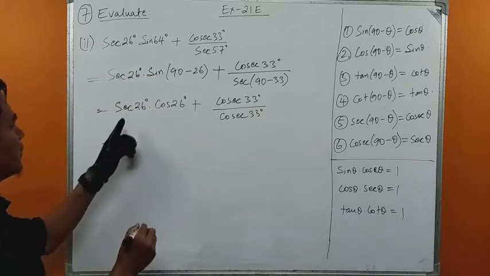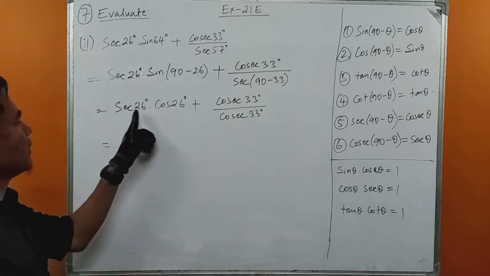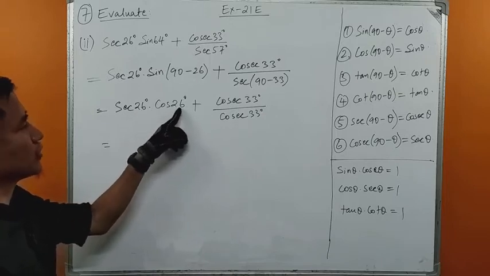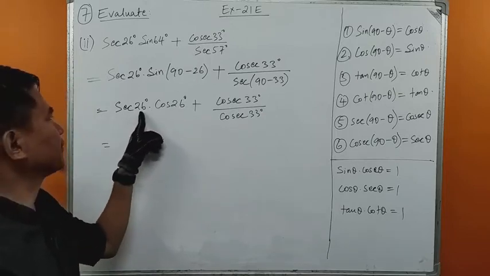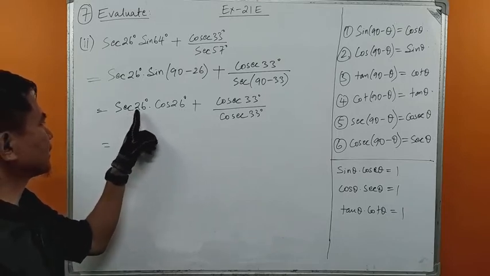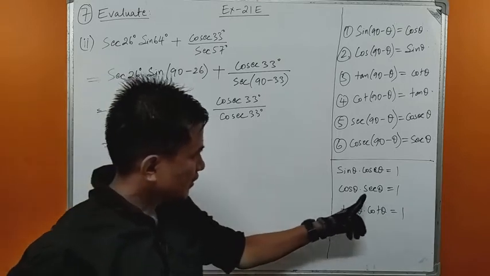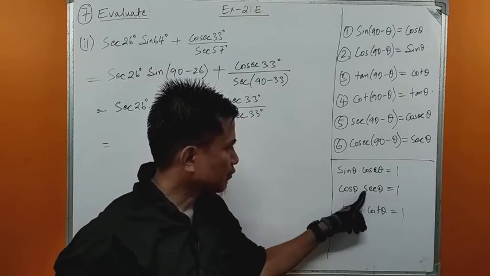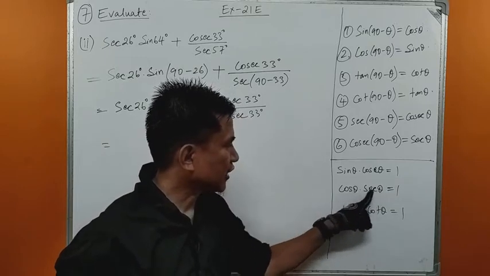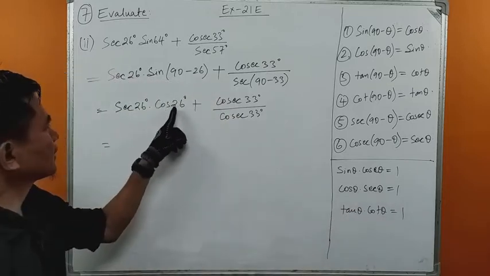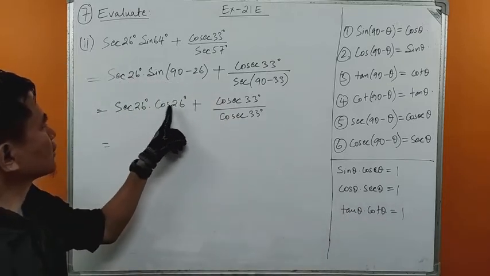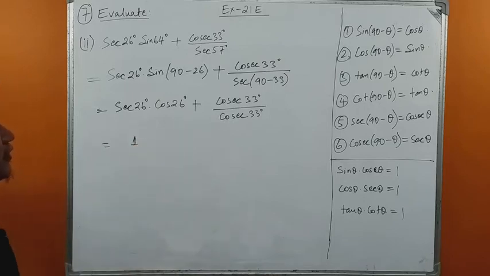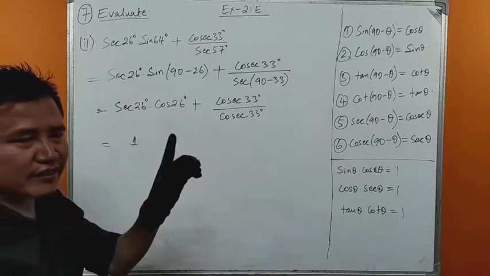So sec theta into cos theta, sec theta into cos theta. Okay, this theta is 26, this theta is 26. Angles should be same. Please keep in mind, angles should be same. Sec theta into cos theta, angles are theta in both the cases. Sec theta into cos theta equals 1. Angles are same, so this can be written as 1. If the angles are different, then we cannot write 1.